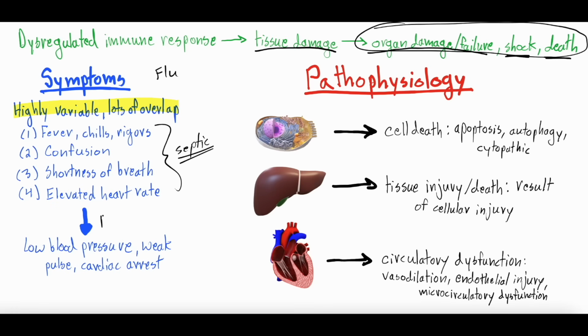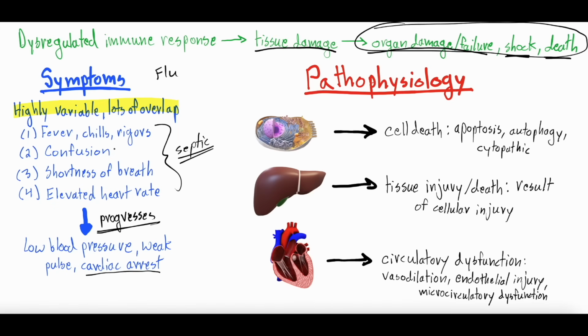And again, if this progresses, right? If this progresses untreated and you're going into that severe sepsis where you start to get organ injury or septic shock, then you can start to get low blood pressure, hypotension, a weak pulse, and it can even lead to cardiac arrest if it spirals out of control and you get really, really sick. So the symptoms are variable and there's lots of overlap with other conditions, but if you start to get this kind of conglomeration of symptoms, you should definitely be worried and consider going to the hospital.